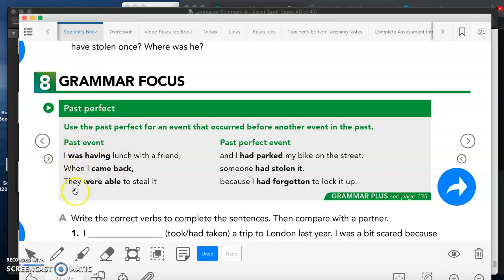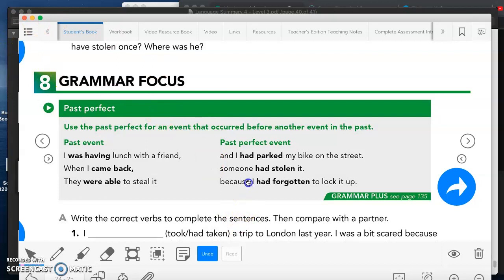Here we have the past event one more time: they were able to steal it because I had forgotten to lock it up. Again, we have had forgotten. This happened first. First I forgot to lock my bike, and that's why they were able to steal it. So again, the past perfect is built just like the present perfect. It's just that instead of have, we say had. Had stolen, had forgotten, had parked, had drunk, had seen, and so on.